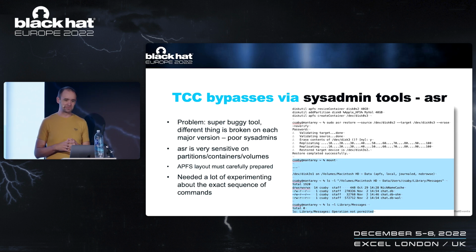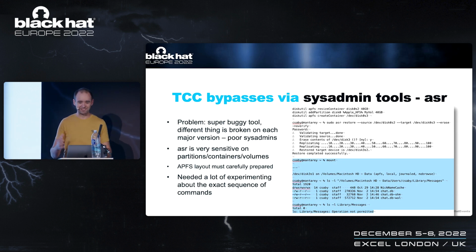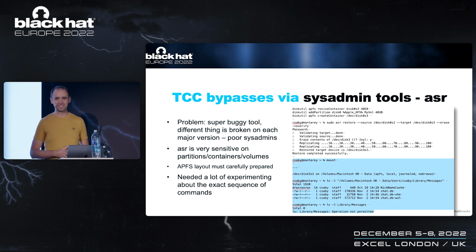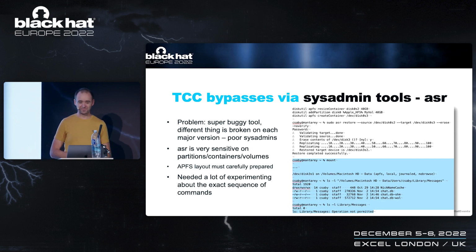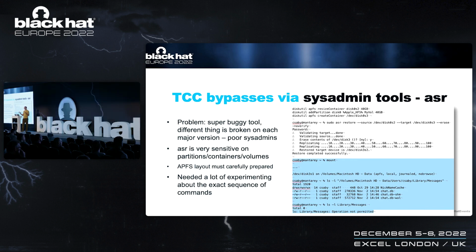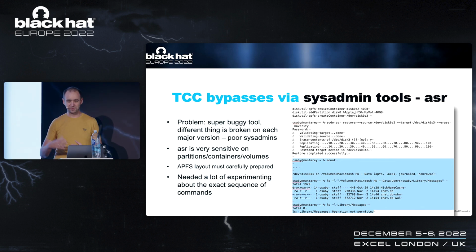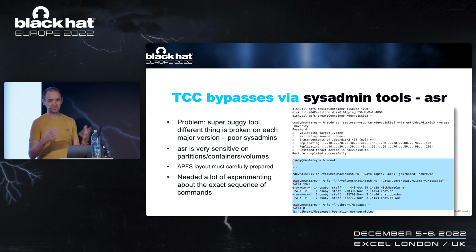I eventually managed to make an APFS disk layout which was happily accepted by ASR. And simply as is, I could clone the entire disk to another partition, then open that partition, mount it, and list all the private stuff I wanted. So on the screen, we can see that I can access messages on the newly created partition, but I cannot access them in their original location.